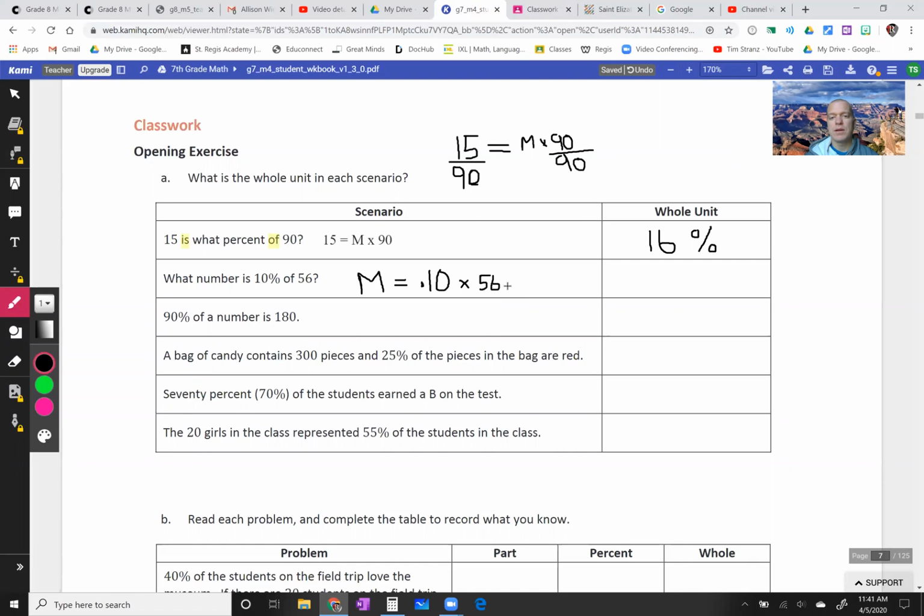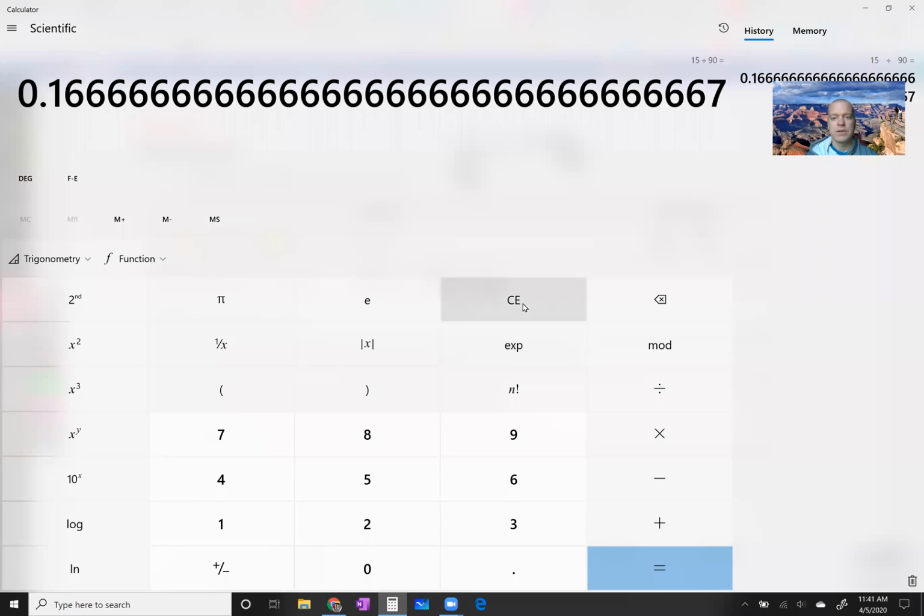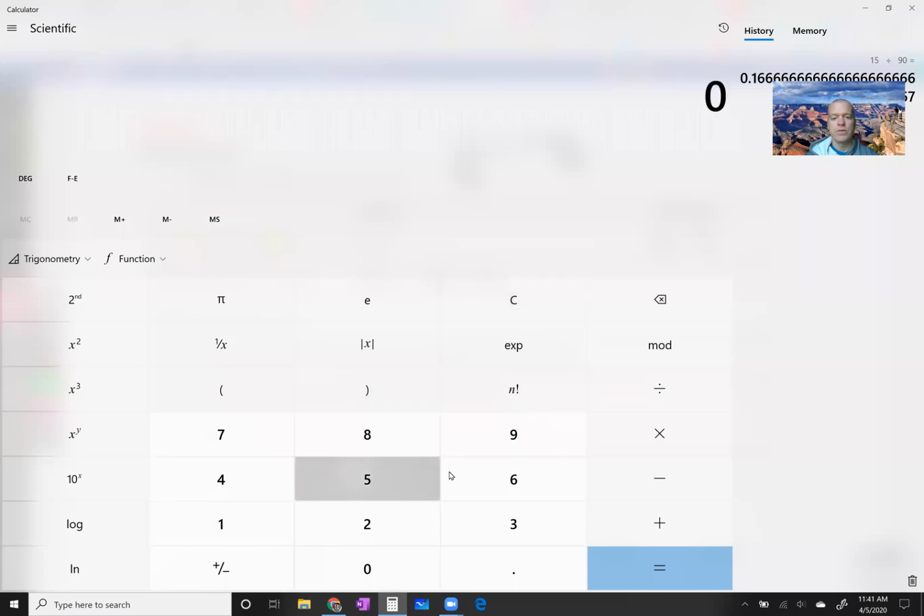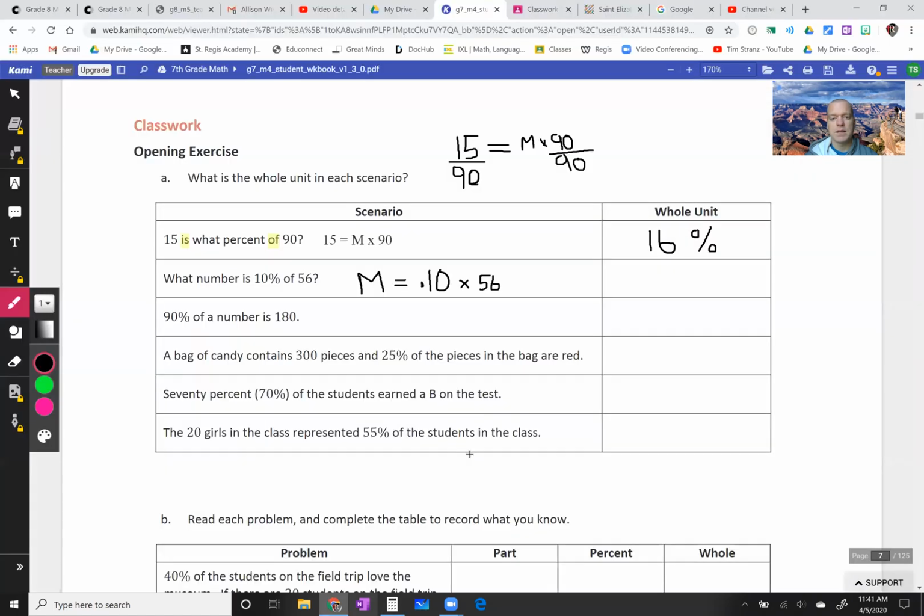All right, so if we do that, all we're going to do is move the decimal over one place, right? So watch this. Let me clear this out. So if I do 56 times 0.10, look where the decimal goes, right? It just moves over one spot, so 5.6. So this would be 5.6. Let's look at one more, and then I'm going to have you do a couple.